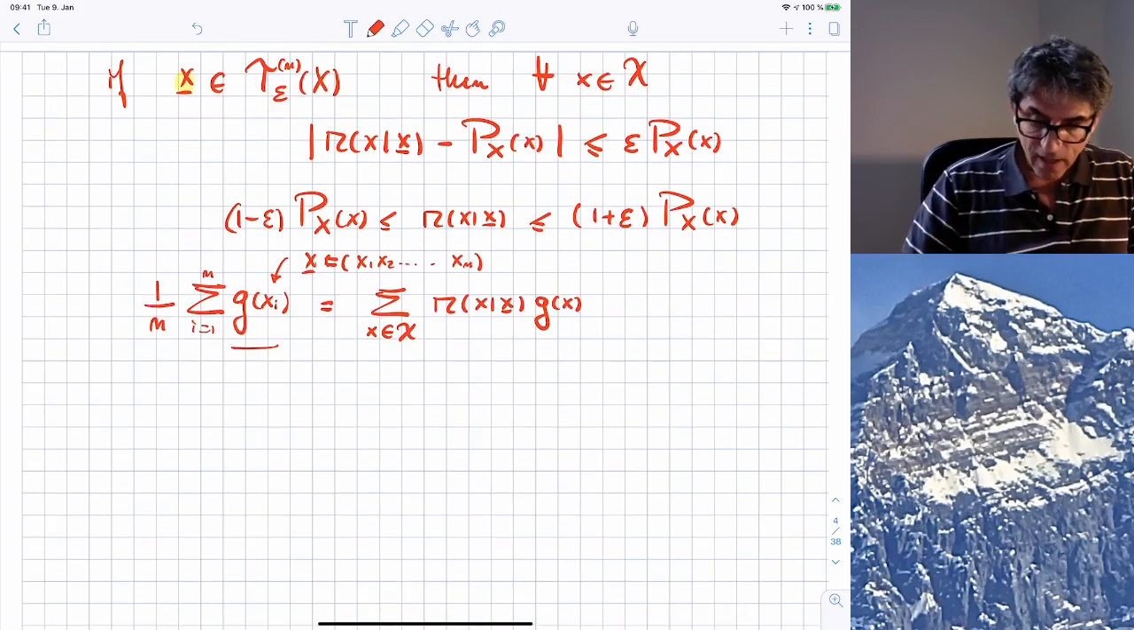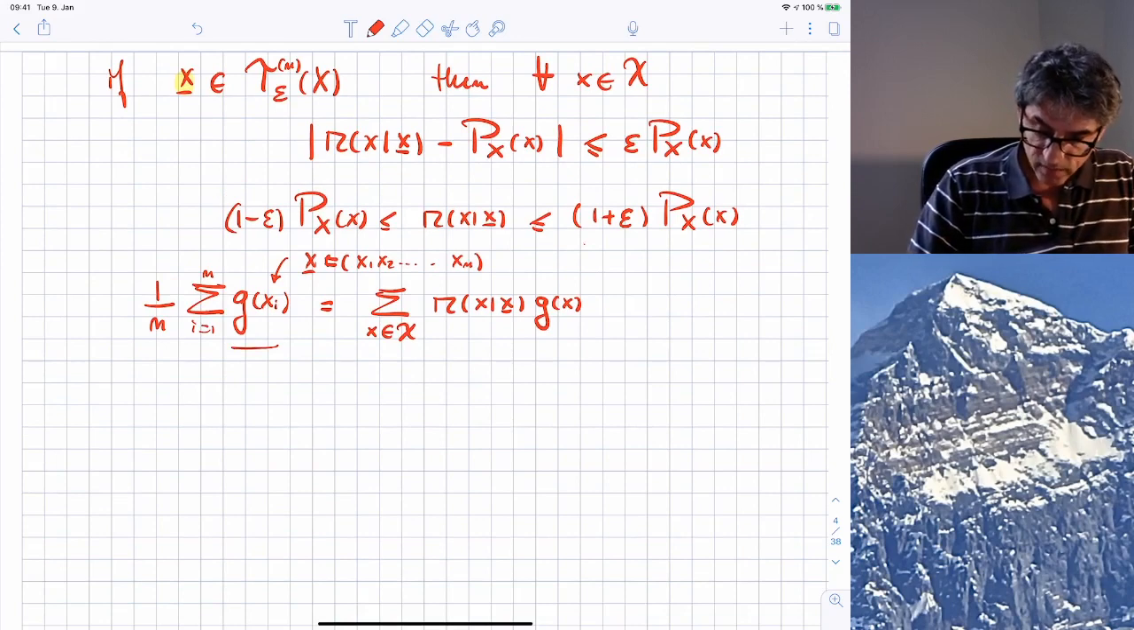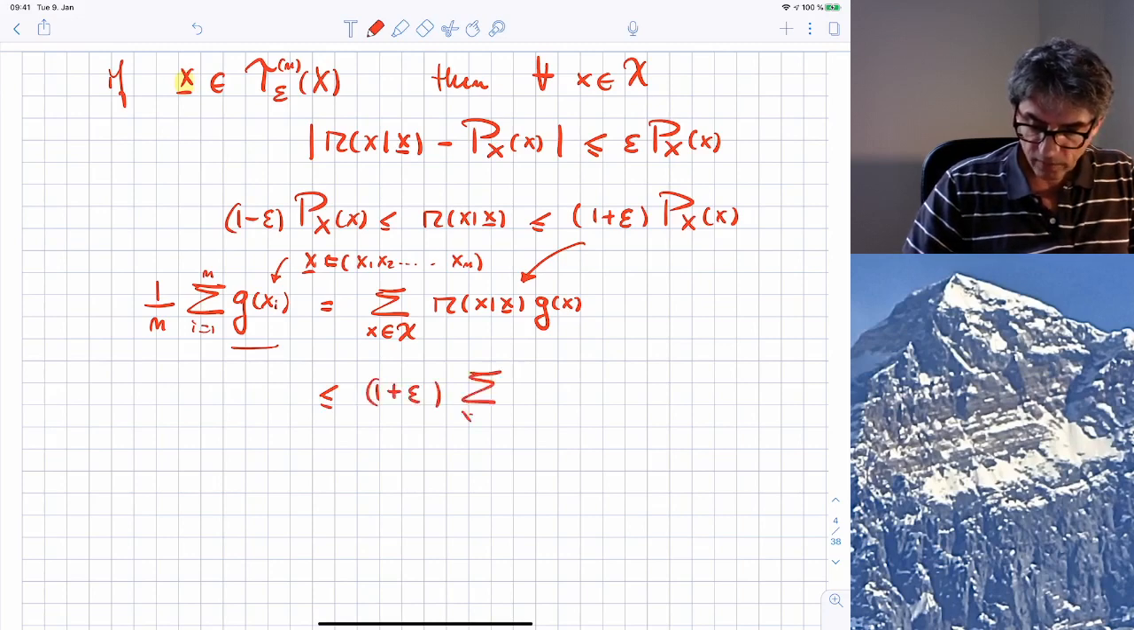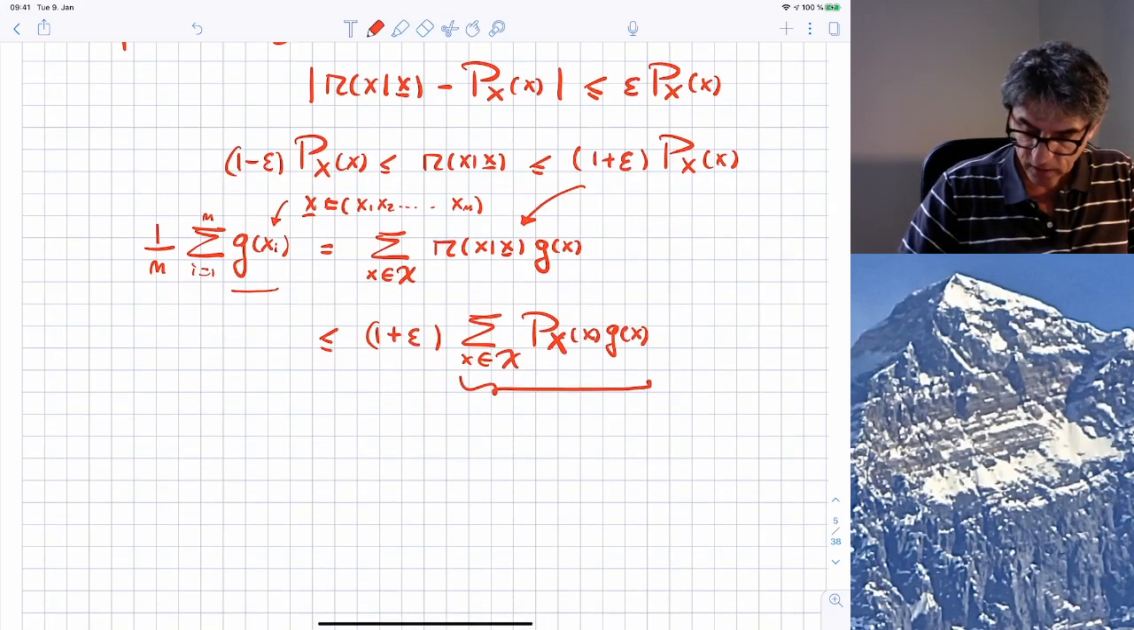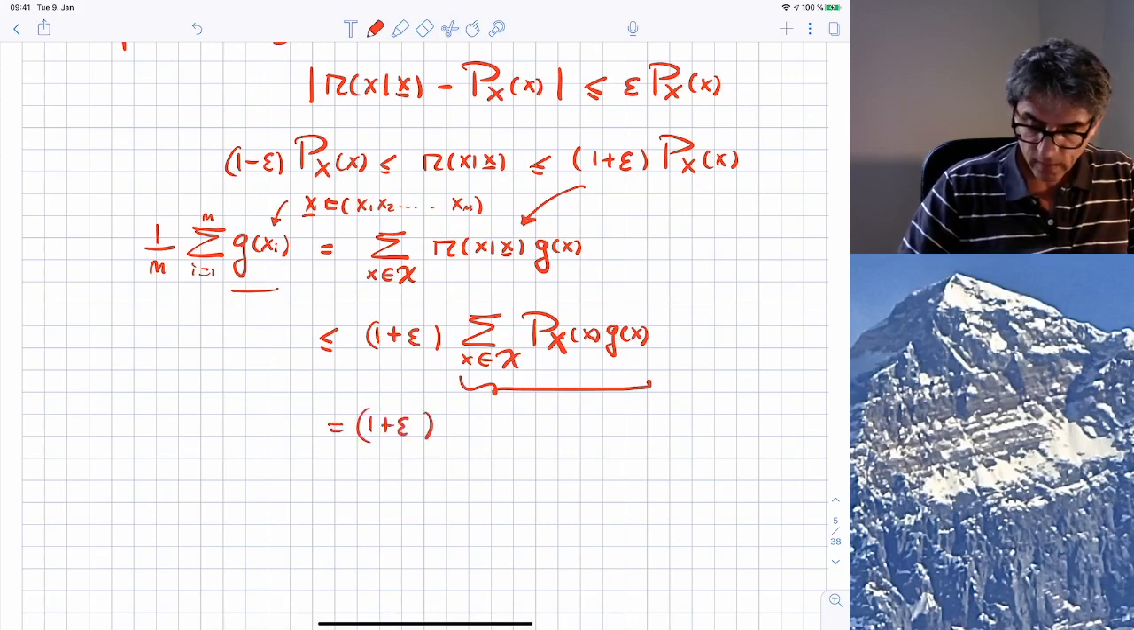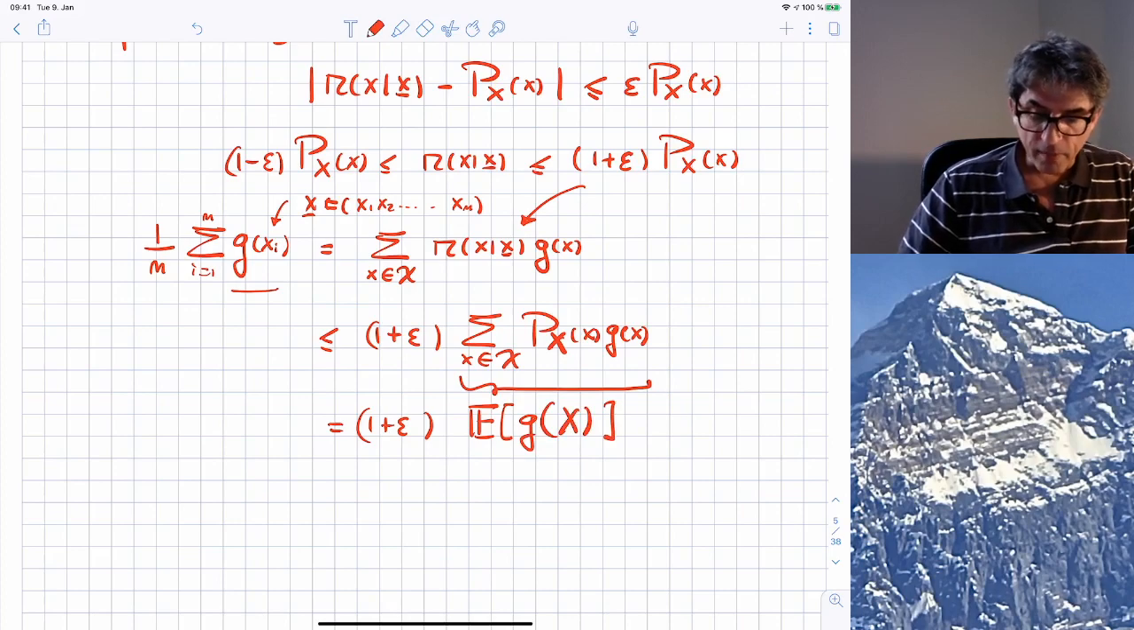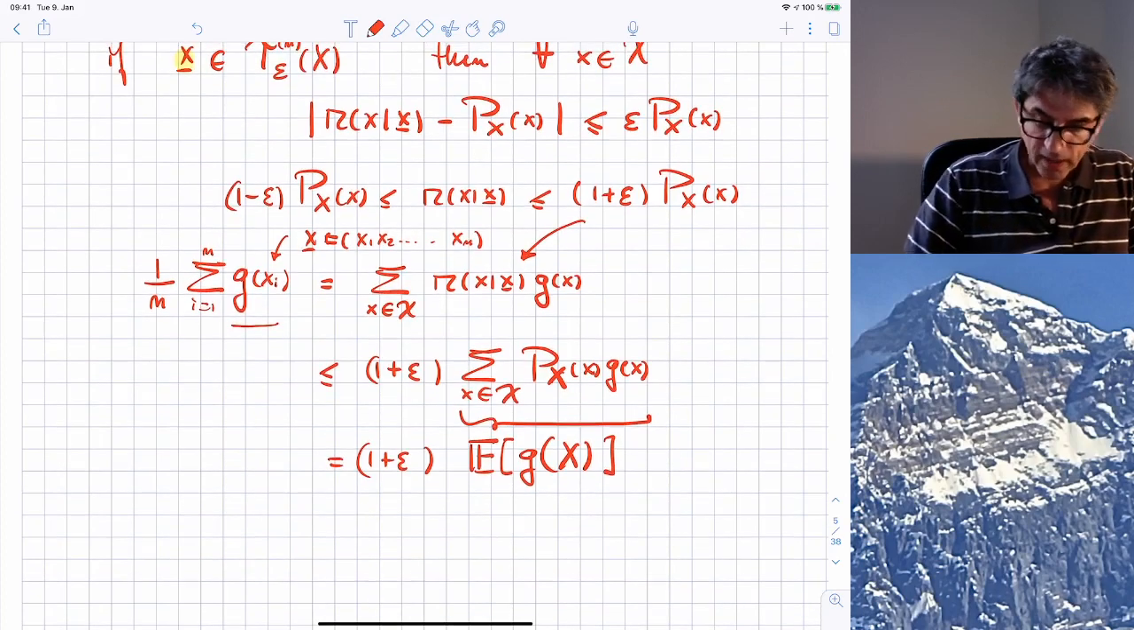At this point, if I use this upper bound here, I have 1 plus epsilon times the sum over x of p(x) g(x), but by definition, this is the expectation. So I have 1 plus epsilon times the expectation of g(X). Okay? And this proves the upper bound. If I use the lower bound in here, I get the lower bound.